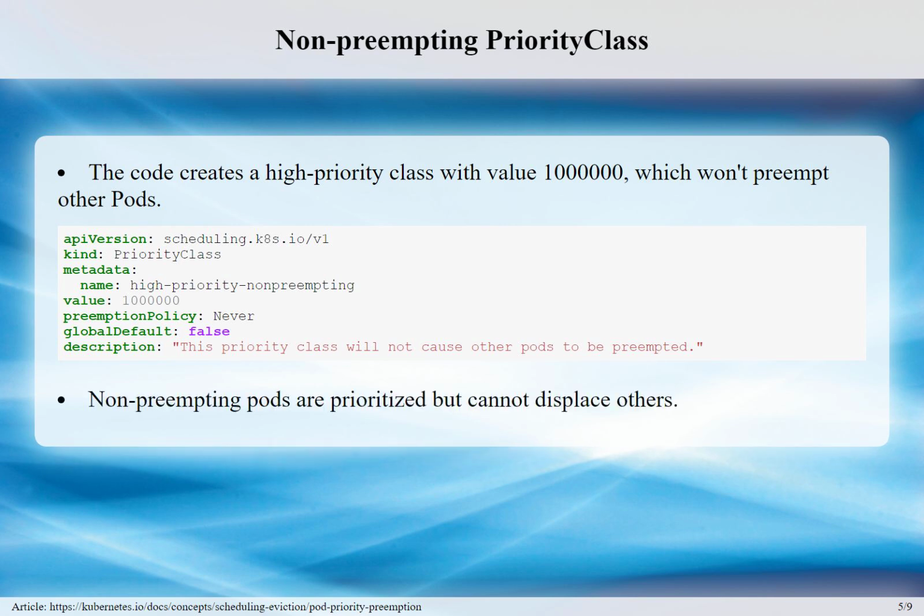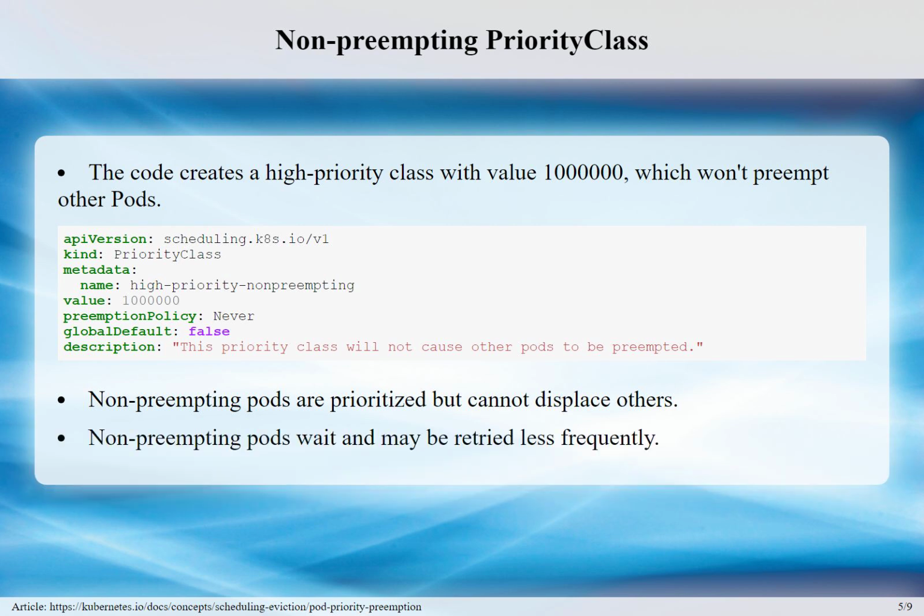Kubernetes version 1.24 introduces a feature where pods with the preemption policy never are placed ahead of lower priority pods when scheduling. However, they cannot preempt other pods and must wait for available resources. These non-preempting pods remain in the scheduling queue until resources are free and are subject to scheduler backoff. If unscheduled, they will be retried less often, allowing other lower priority pods to be scheduled before them.